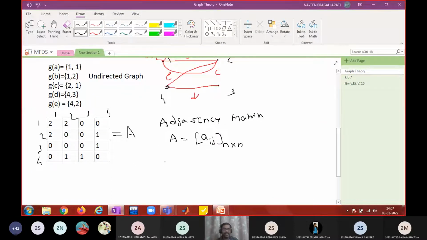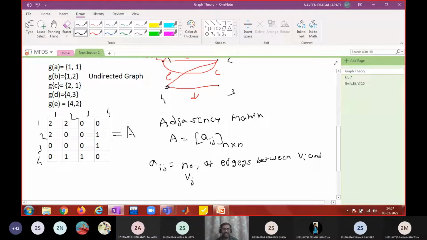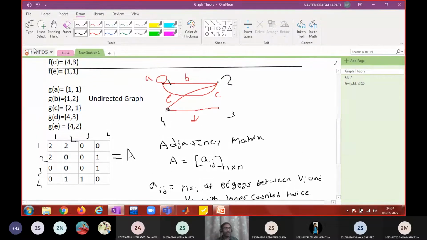And how is Aij defined? Aij equals the number of edges between Vi and Vj, with loops counted twice. Using this definition, we have seen the adjacency matrix.